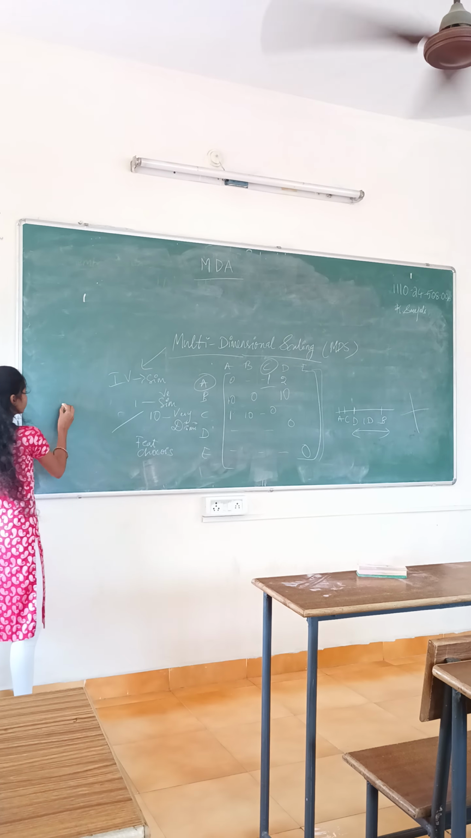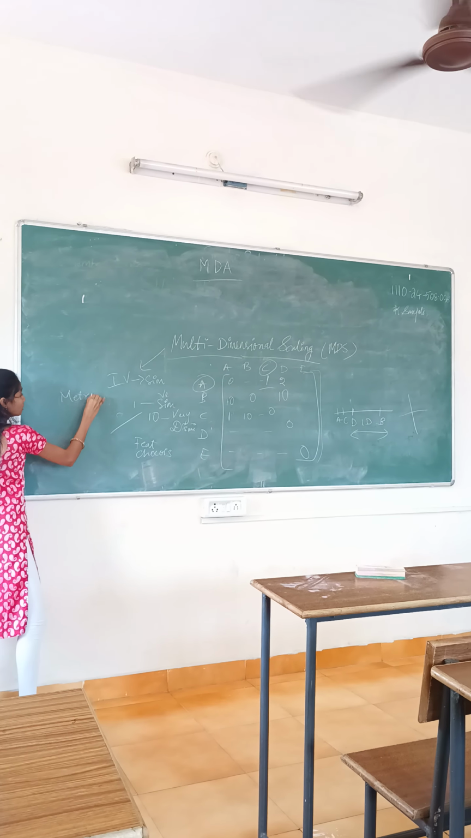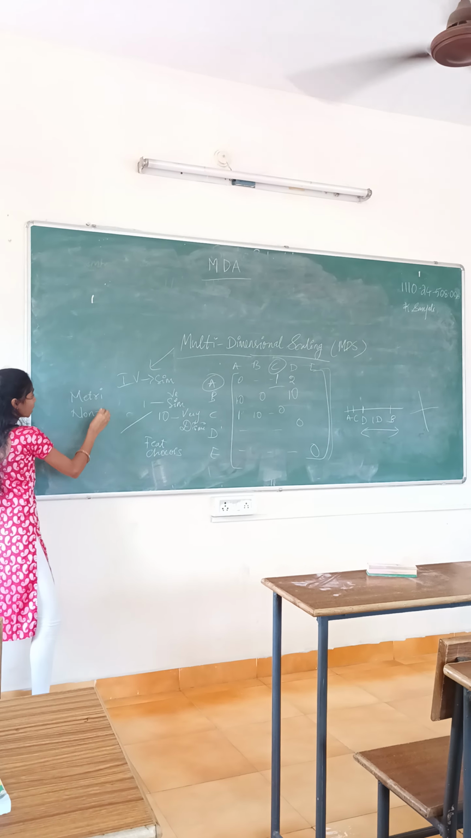And in multidimensional scaling, we have two types: metric multidimensional scaling and non-metric multidimensional scaling. Now let us see about the metric.